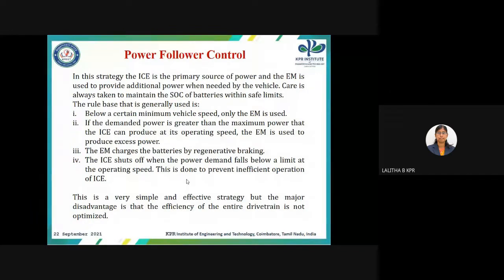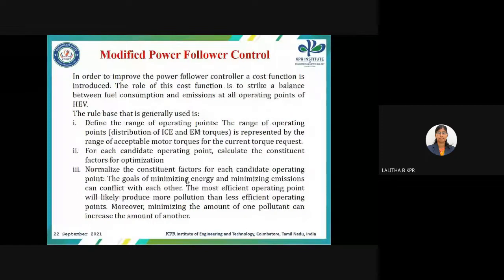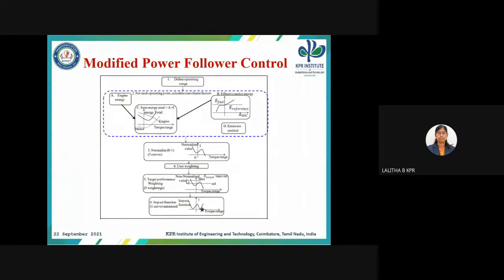So the power follower control is a very simple and effective strategy, but the major disadvantage is that the efficiency of the entire drivetrain is not optimized. That's why we go for the next control, that is modified power follower control. In the modified power follower control, the power follower control is improved with a cost function. The role of this cost function is to strike a balance between fuel consumption and emission at all operating points of the hybrid electric vehicle. The rule-based strategy is as follows in the flow chart.